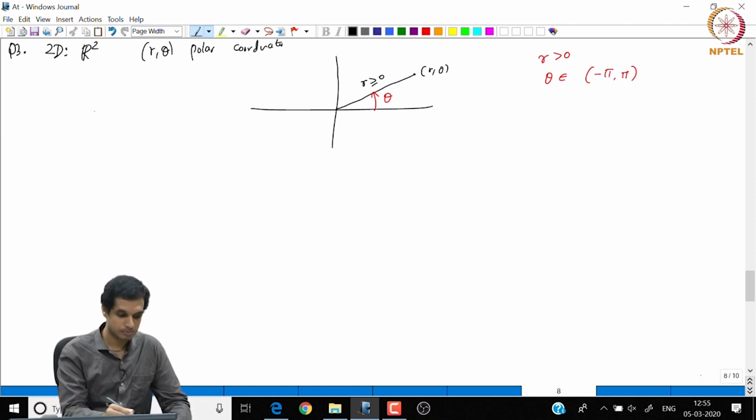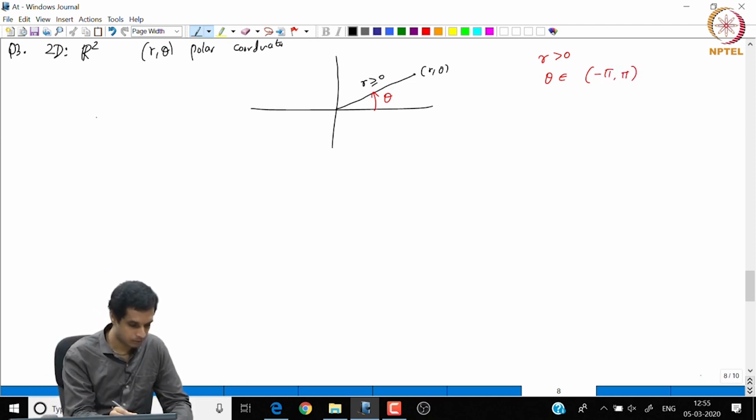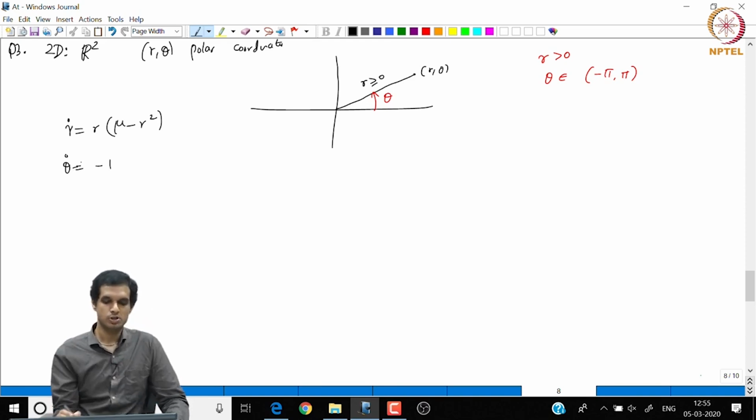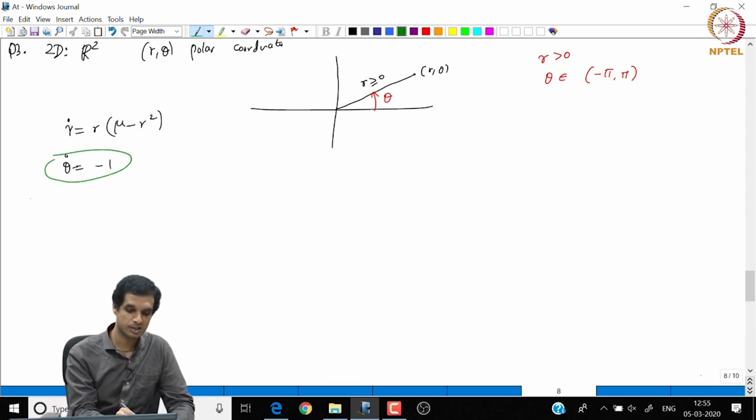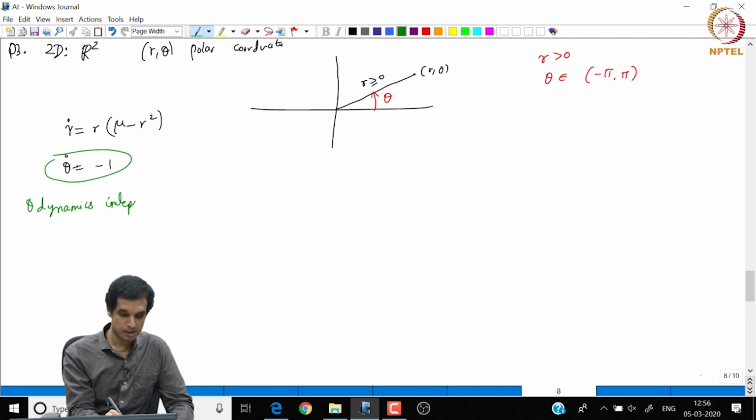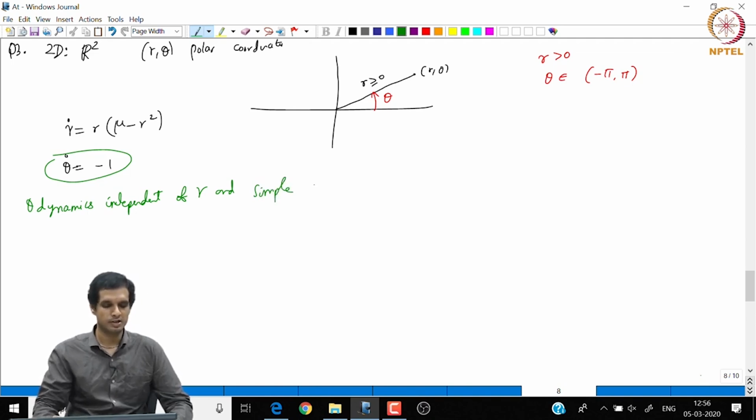This dynamical system is given in polar coordinates, and we have a very simple behavior: r dot is equal to r into mu minus r square, whereas theta dot is equal to minus 1. So, we see the dynamics of theta is independent of r, and it is quite simple. It just keeps on decreasing at a constant rate of minus 1.